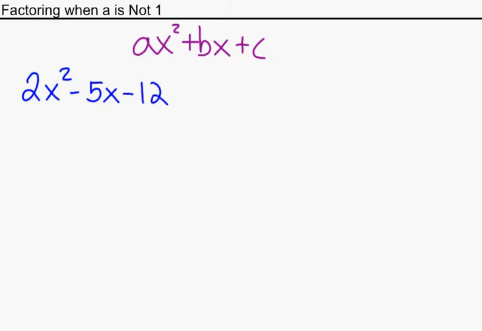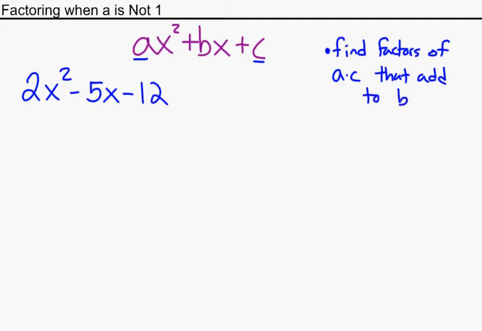And my first step is now going to be find factors of AC, a times c. So I look at the leading coefficient and the constant, multiply them together, that add to b, where b is still the coefficient on the linear term. So if I apply that process to my original example, I have a 2 as my a and a -12 as my c. So the AC value is -24, and the b value is going to be -5.